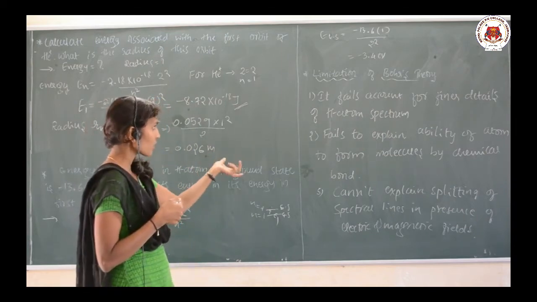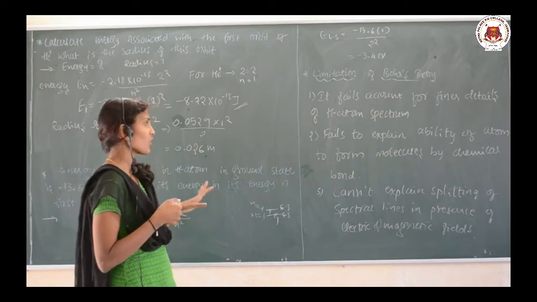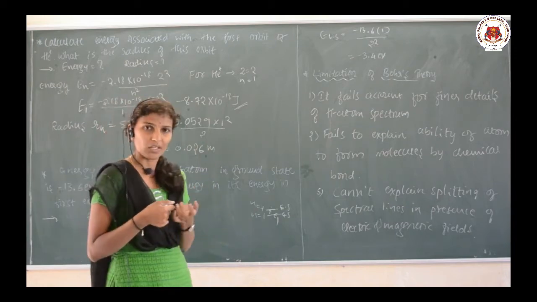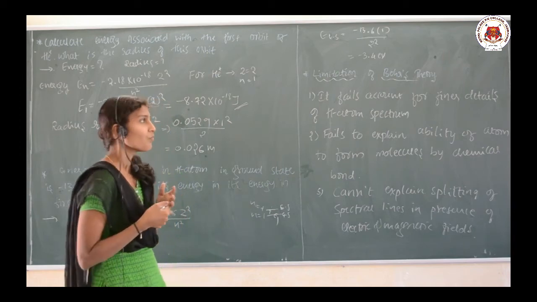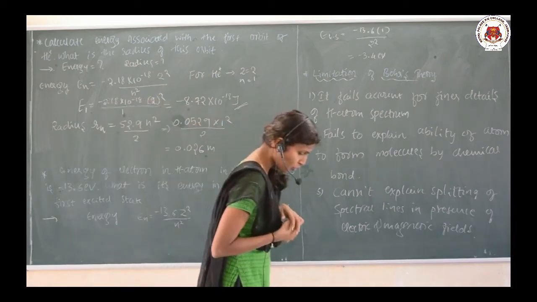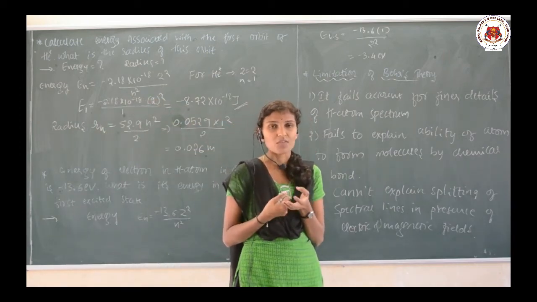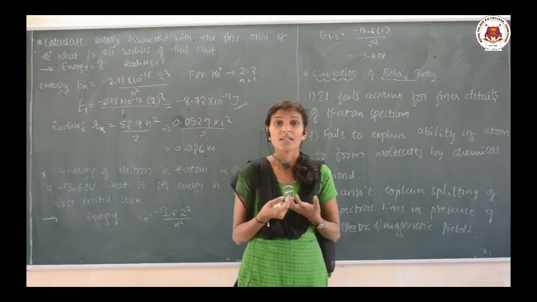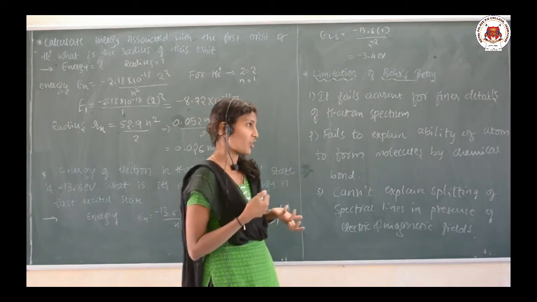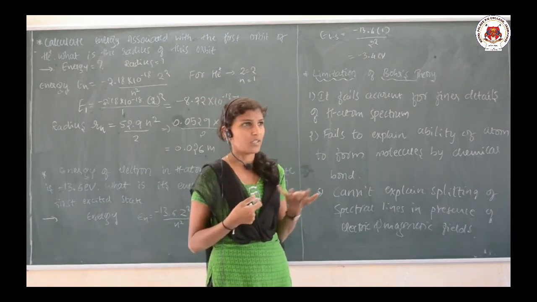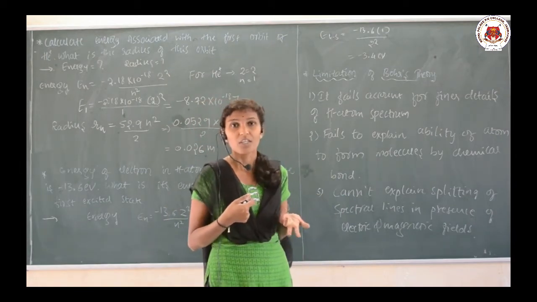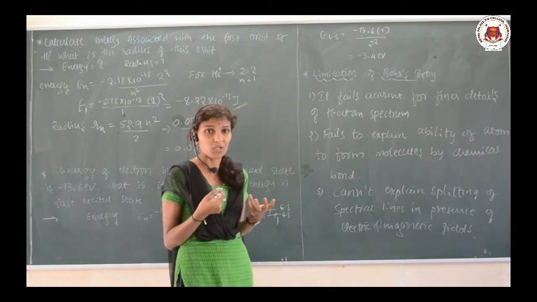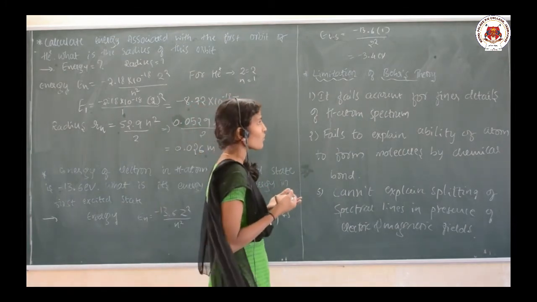So, these are the two problems which I have explained, which are based on the calculation of energy as well as radius. We have studied Bohr's atomic theory, that is the line spectrum of the hydrogen atom according to Bohr's atomic model. Let us discuss a few of the limitations. It is also not perfect, it has its own limitations. So, what are those limitations?